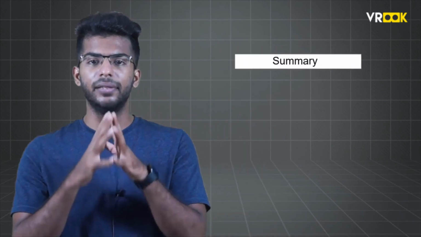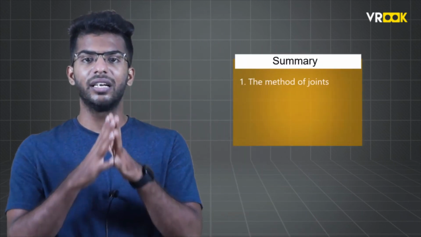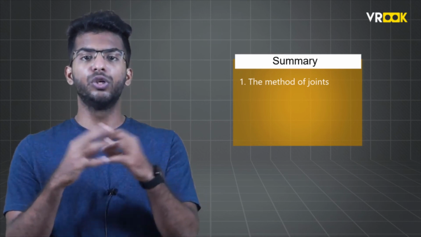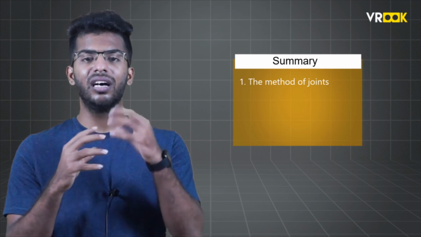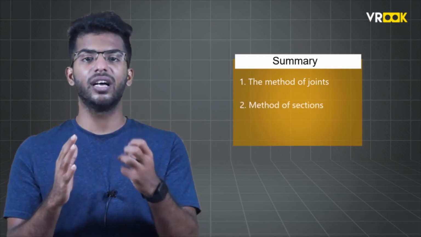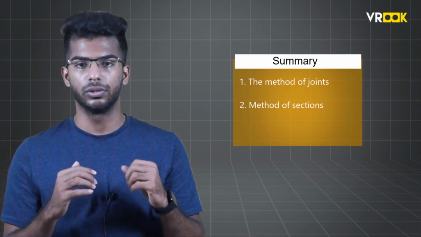To sum up, in this video, we learned the method of joints, where you have to consider every joint and progress from joint to joint to find the unknown forces. After that, we learned about the method of sections, where we consider a cut section of the truss to find the unknown forces. This is the end of Module 3, Support Reactions and Trusses.